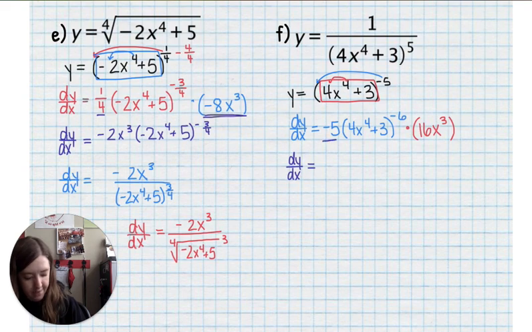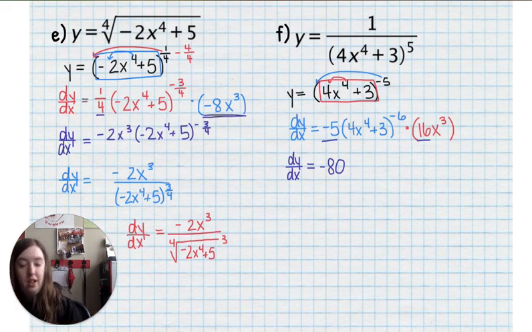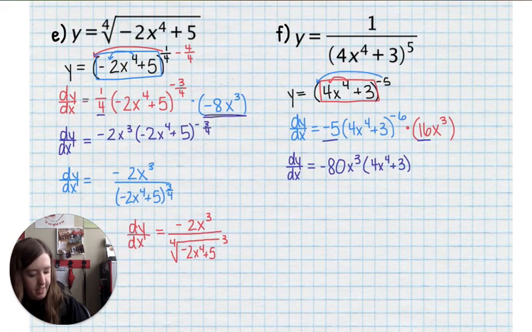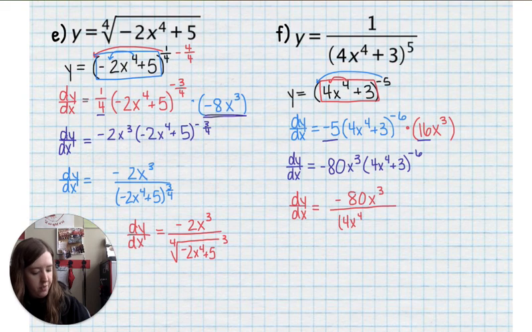So we can take negative 5 times 16. Negative 5 times 16, let's see, that's negative 80, right? Negative 80. If that's not negative 80, pretend like it's whatever negative 5 times 16 is, though. And then we still have that x cubed. And then that's still going to be multiplied by 4x to the 4th plus 3 to the negative 6th. Or we can rewrite that with a positive exponent. We'll have negative 80 x cubed over 4x to the 4th plus 3 to the positive 6th.